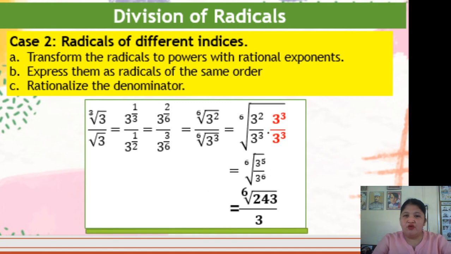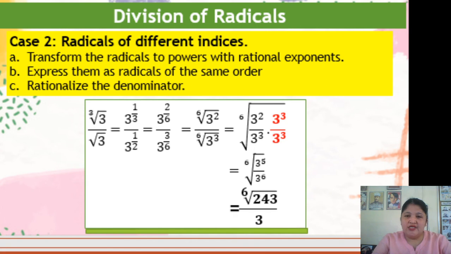Okay, so for example, here we have cube root of 3 over square root of 3. Again, we transform it into exponential form. We have now 3 raised to 1/3 over 3 raised to 1/2. So this will be equal to 3 raised to 2/6 over 3 raised to 3/6, which we transform again to radical form. So we have the 6th root of 3 squared over the 6th root of 3 cubed. Using the quotient rule, we have now the 6th root of 3 squared over 3 cubed.